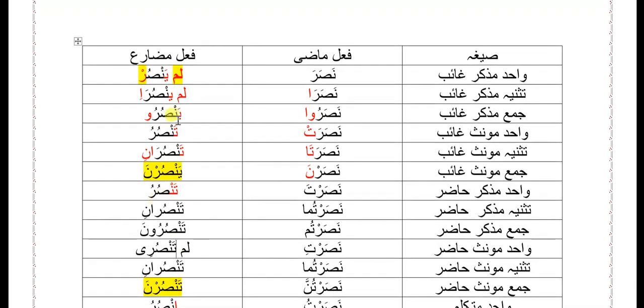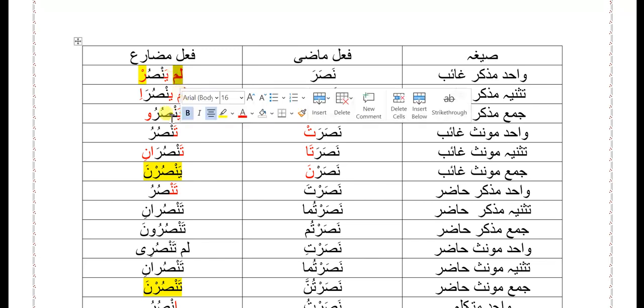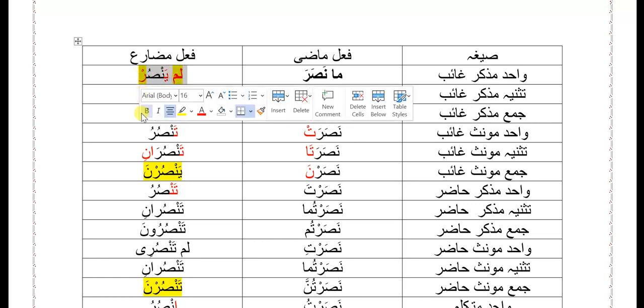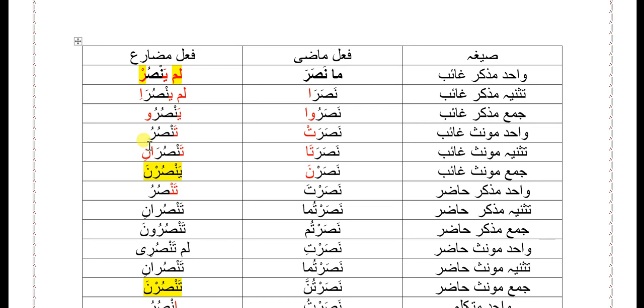And what does the lam do? After adding lam, what is the translation of fe'l muzare? So lam simply converts the meaning of fe'l muzare to the translation of mazi manfi. So whatever ma nasara means, the same meaning can be provided by using lam yansur. So lam converts the meaning of fe'l muzare to mazi manfi. That's the use of lam.